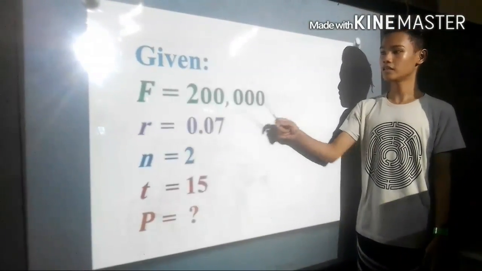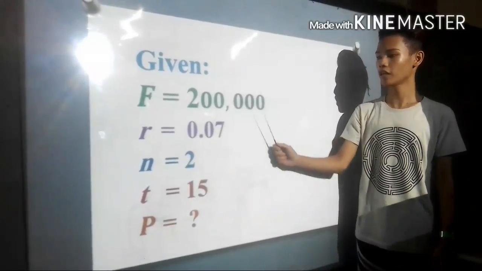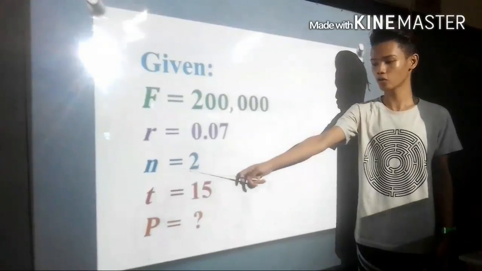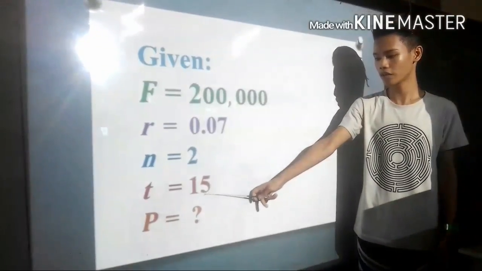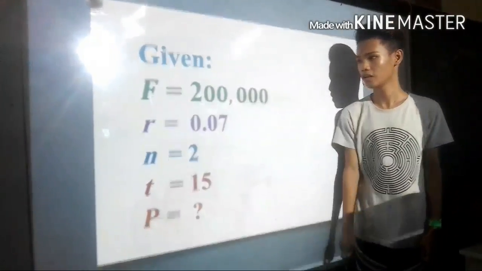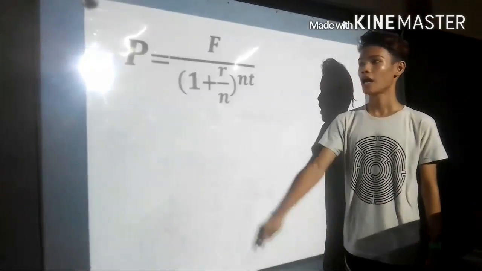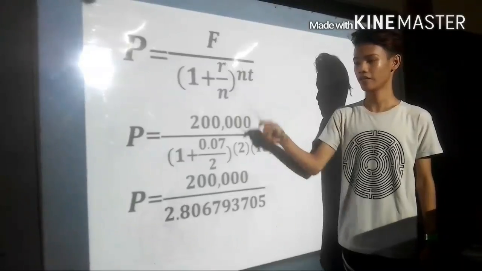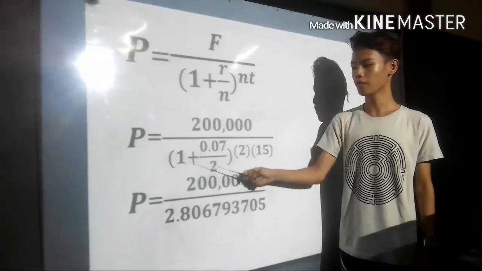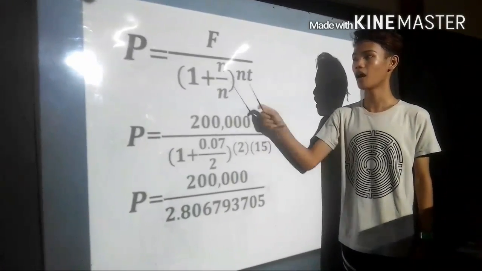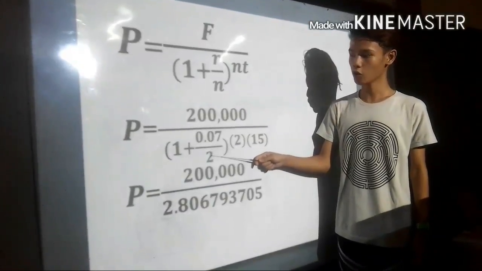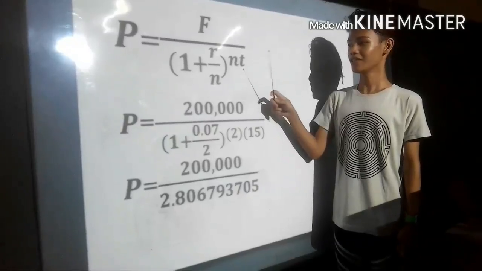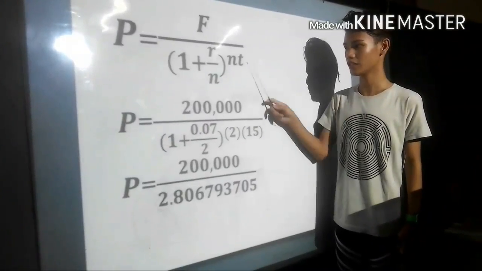The given is F is equal to 200,000, r is equal to 0.07, n is equal to 12, and t is equal to 15, and P is unknown. So let's do the substitution. P is equal to 200,000, which is F, divided by the quantity 1 plus 0.07, which is r, over 12, which is n, raised to 12, which is n, times 15, which is t.